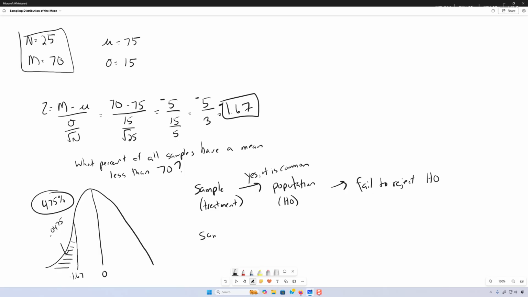If, however, our sample, which is our treated sample, or intervention, whatever we're doing, is different, is unlikely to be drawn from this population, unlikely, we can say less than 5%, right, because that's the criterion we use a lot, if it's unlikely to be drawn from this population where the null is true, then we're going to reject the null.